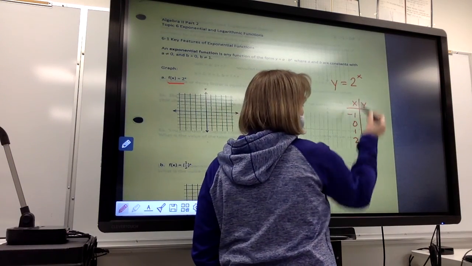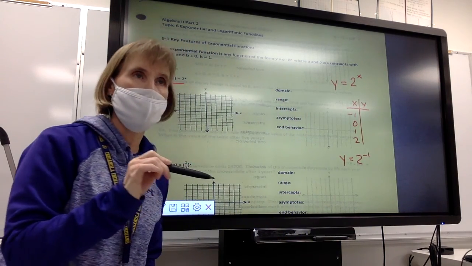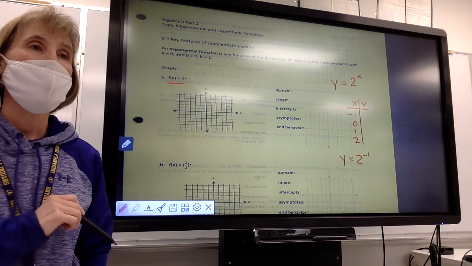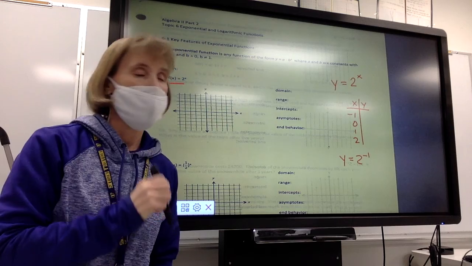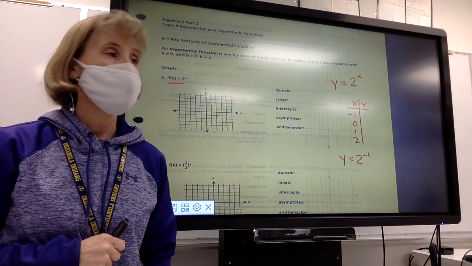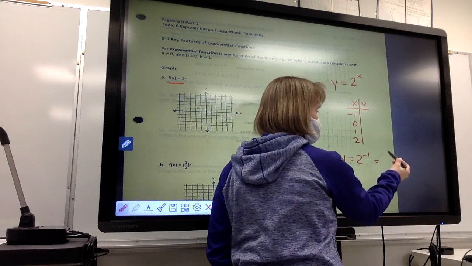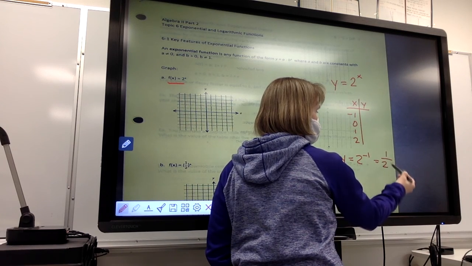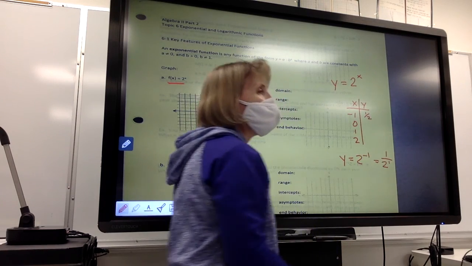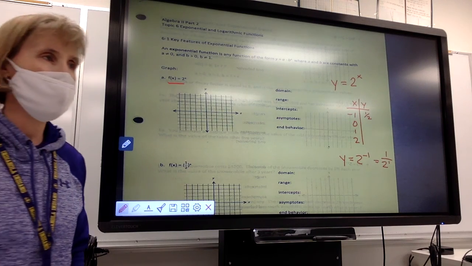When I put a negative 1 in here and I have y is equal to 2 to the negative first power, what does a negative exponent do to a term? We actually did this earlier in the year. It does not make it negative. It makes it into a fraction. That's right. We evaluate a negative exponent by creating a fraction. We say 1 over 2 to the first power. 2 to the first power is just 2, so this would be 1/2 for a value. 2 to the negative first power is a half.